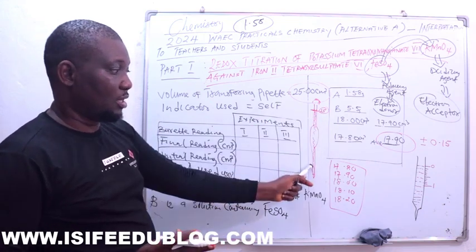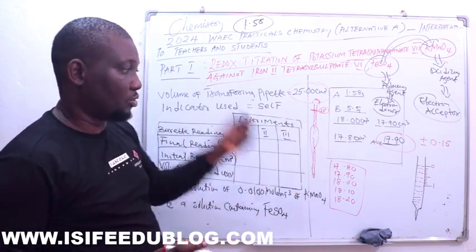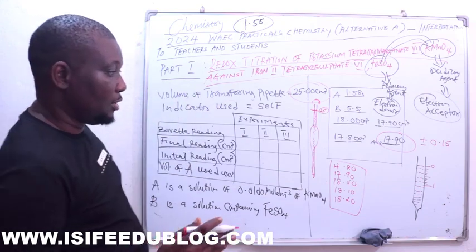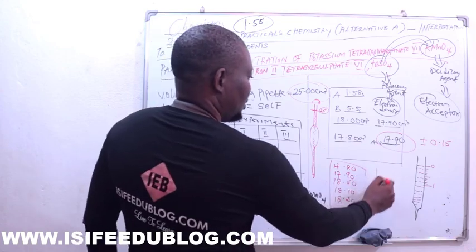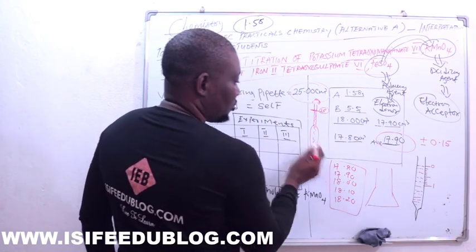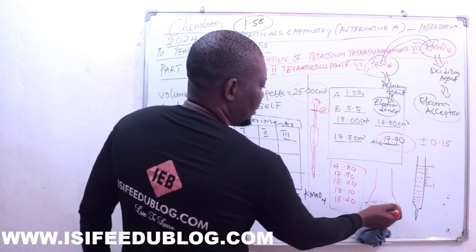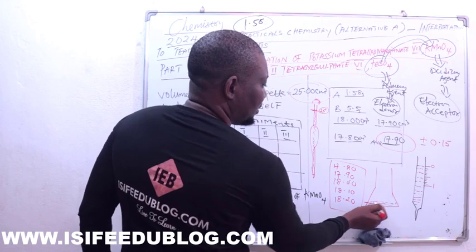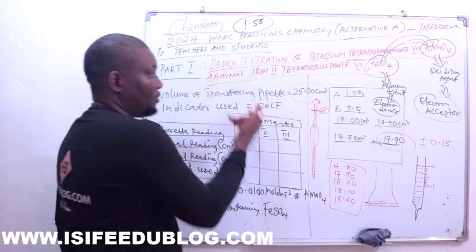It is called a transfer pipette because the content of this should be transferred immediately to the titration flask or conical flask. Everything should be transferred here. And you're going to see a light or pale green. It is the volume that is here, which you've recorded.